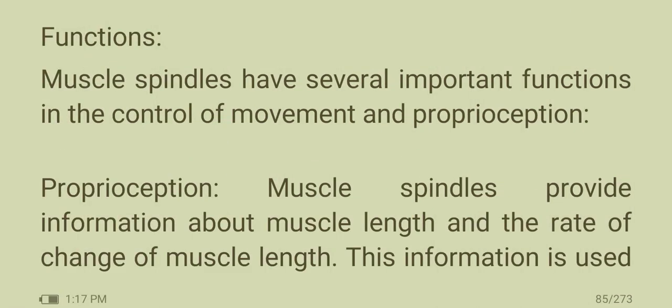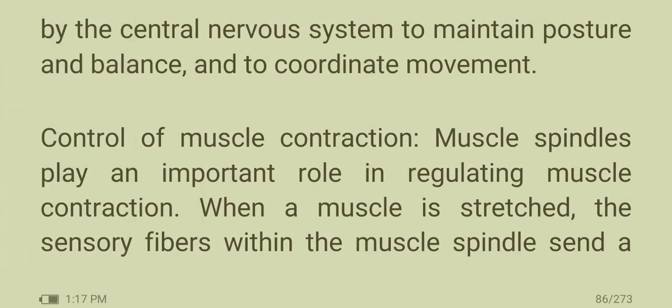Then functions. Muscle spindles have several important functions in the control of movement and proprioception. Proprioception: muscle spindles provide information about muscle length and the rate of change of muscle length. This information is used by the central nervous system to maintain posture and balance and to coordinate movement. Then control of muscle contraction. Muscle spindles play an important role in regulating muscle contraction.